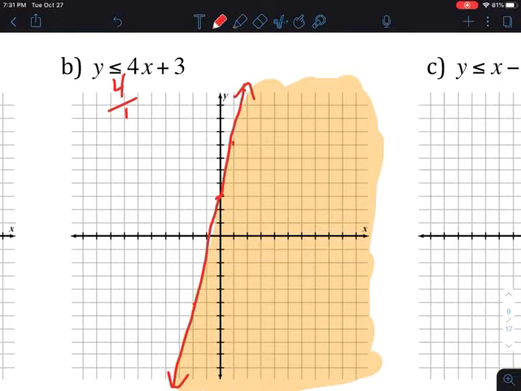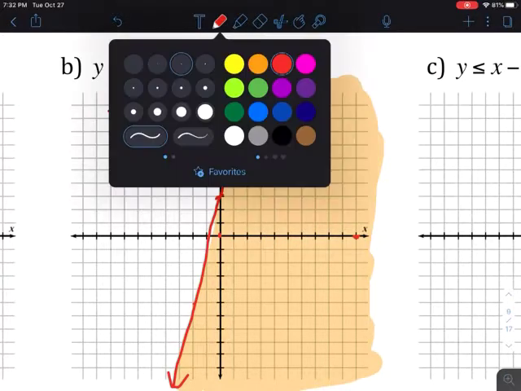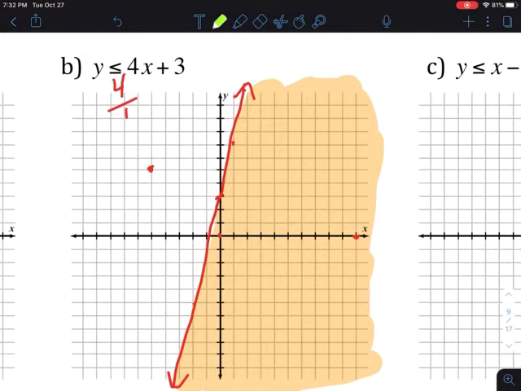So, you know, is (0, 0) a solution? Yes. Is (10, 0) a solution? Yes. Is (-5, 5) a solution? No. Would (0, 3) be a solution? In this problem, yes. (0, 3), where it's in lime green, would be a solution because it is on a solid line. That means it does count as a solution.